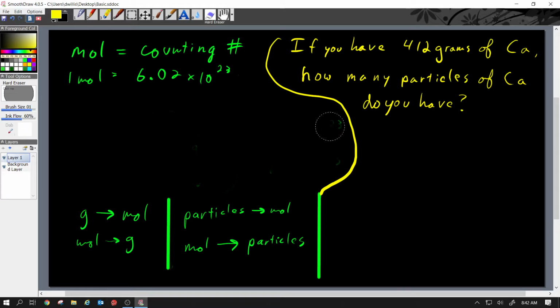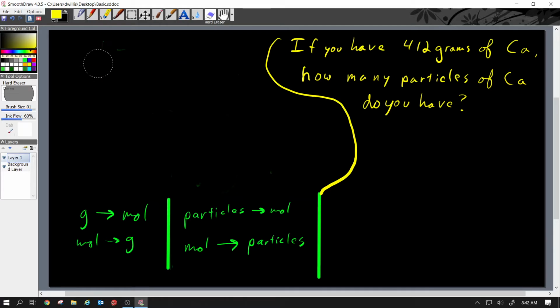You can switch from grams to moles and moles to grams, or you can switch from particles to moles and moles to particles. This is giving you what? This gives you grams, and it wants you to go to what? Yeah, it wants you to go to particles. How many particles? Okay. Hey, you cannot make that trip in one step.